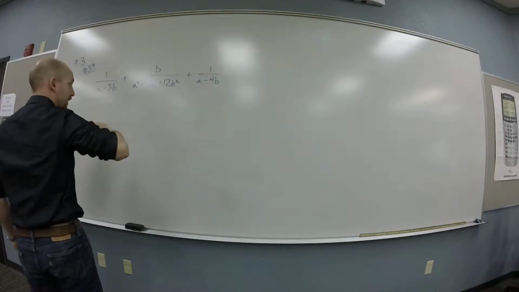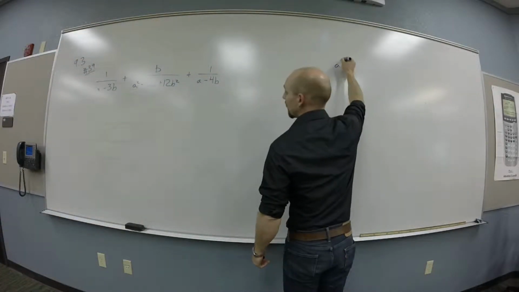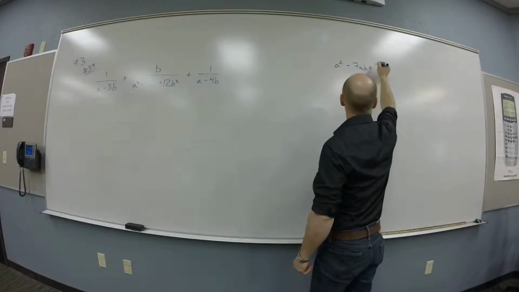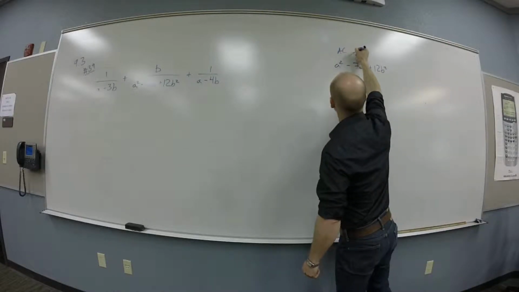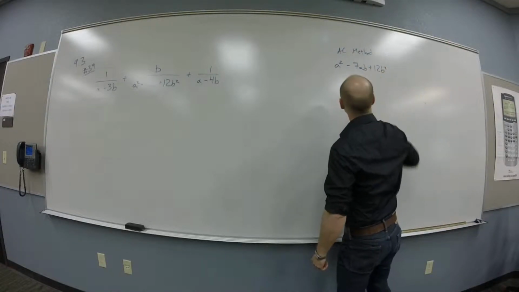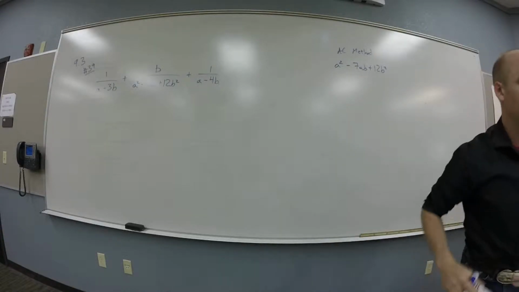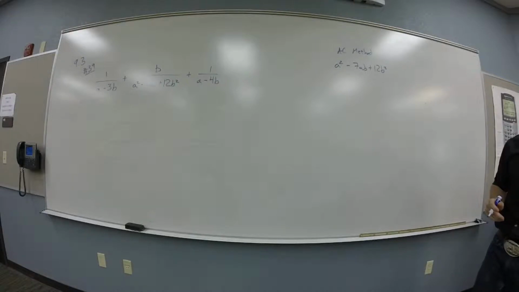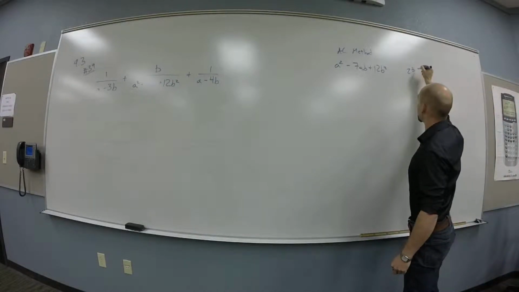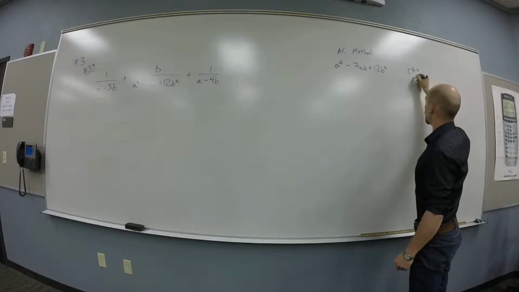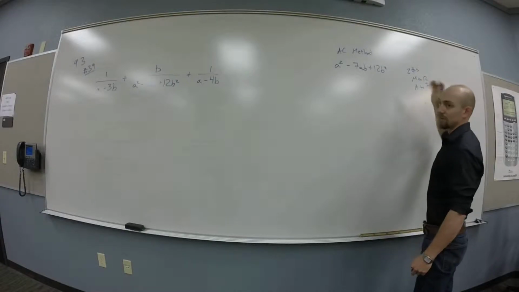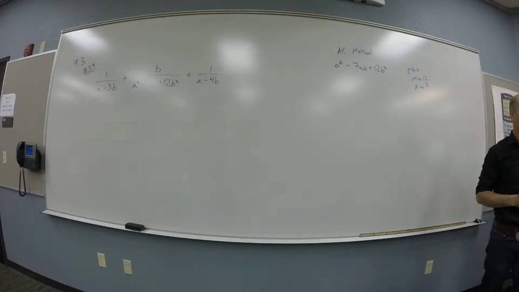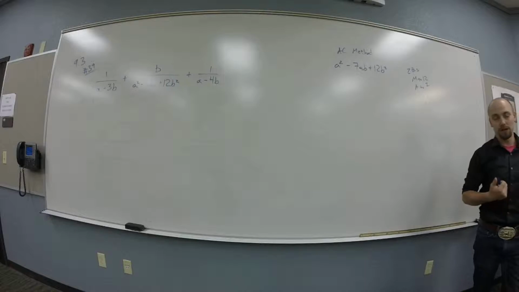So I want to factor this. How do I factor a squared minus 7ab plus 12b squared? AC method? Okay. So to run the AC method on this, what am I looking for? Two numbers, right? Multiply to 12 and add to negative 7. So what are the numbers? 3 and 4, both negative.